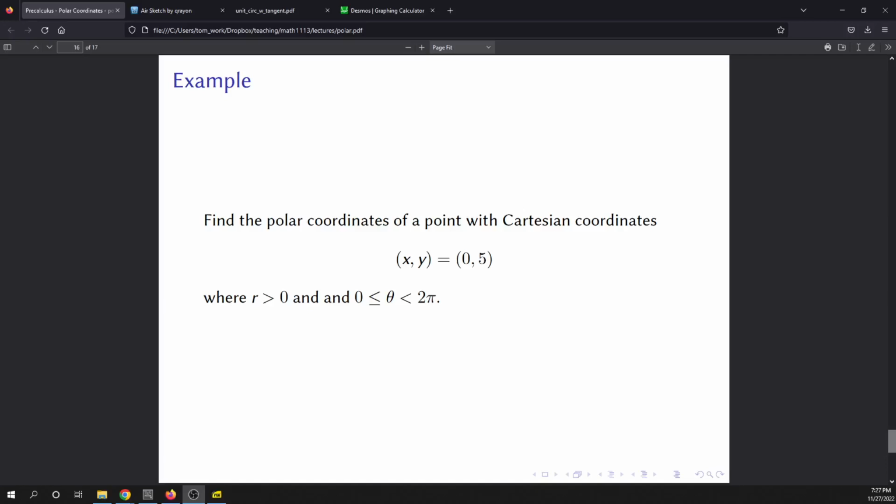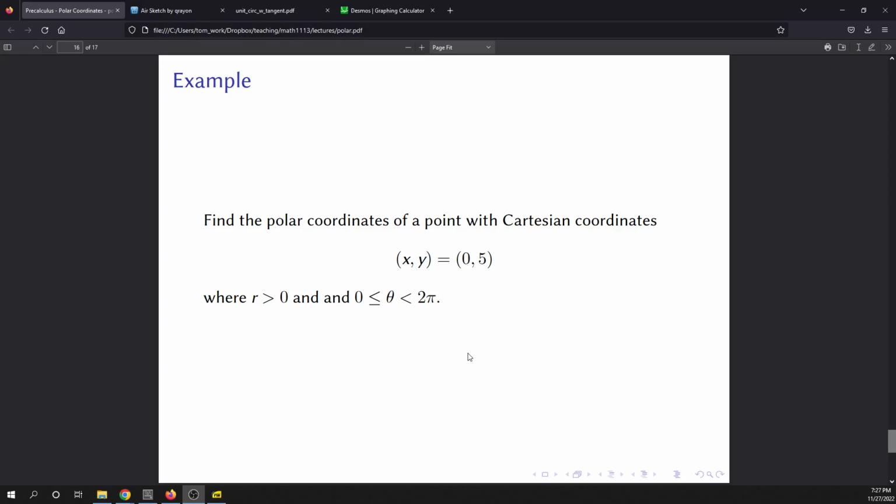All right, in this video, we are going to work the following example. It says find the polar coordinates of a point with Cartesian coordinates 0, 5. And here they're asking us that r be greater than 0 and theta be greater than or equal to 0 and less than 2 pi. So these two restrictions are imposed because that will give us a unique answer to this problem.